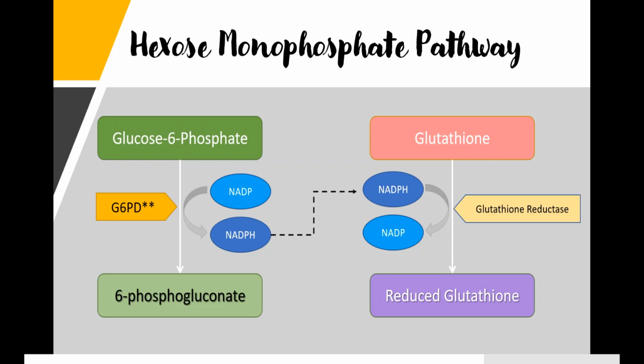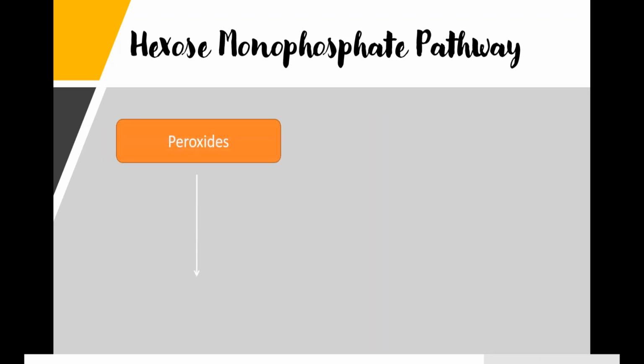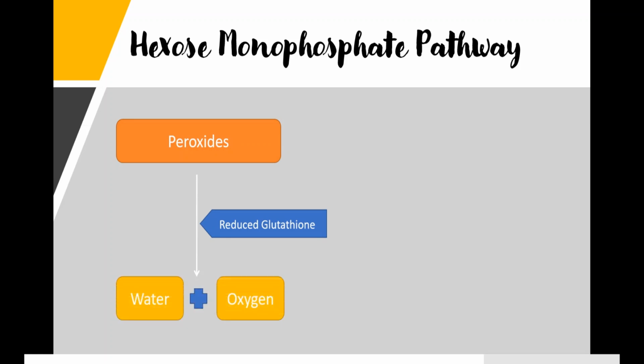Now, what is the importance of this reduced glutathione? Reduced glutathiones are the ones that will interact with the oxygen radicals, for example, peroxides. Peroxides are harmful to our cells, not just to our RBCs. Peroxides can cause oxidation of our cells. In order to prevent this oxidation from happening, the glutathione will act against these peroxides. Once acted upon by reduced glutathione, peroxides will be converted into harmless substances such as water and oxygen.